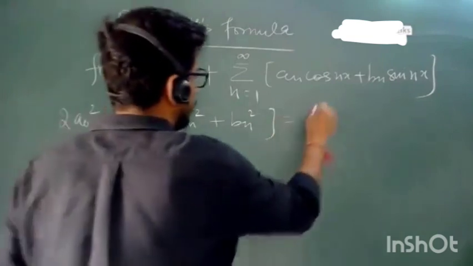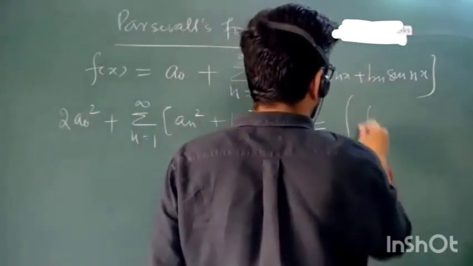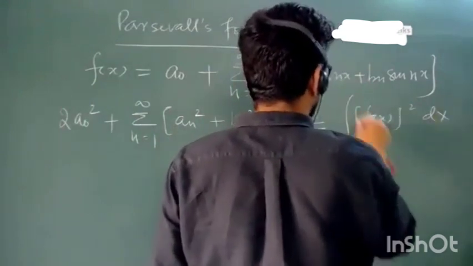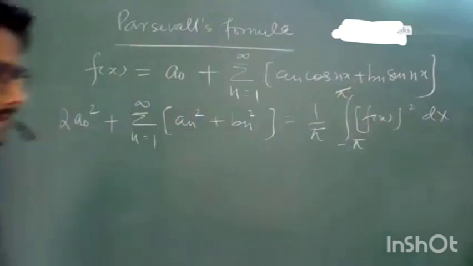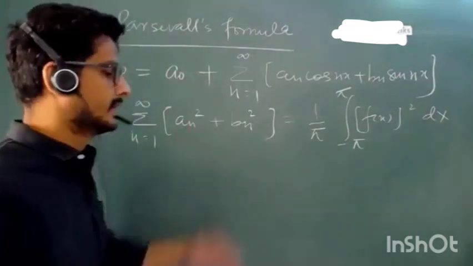is equal to 1 by pi integral f(x) square dx from minus pi to pi. This is Parseval's identity or Parseval's formula. So please see this, you can apply it to any of the questions we have done.